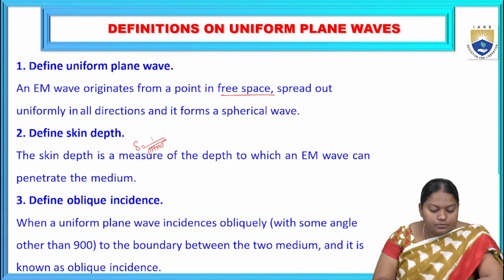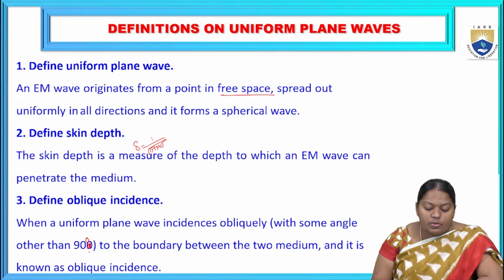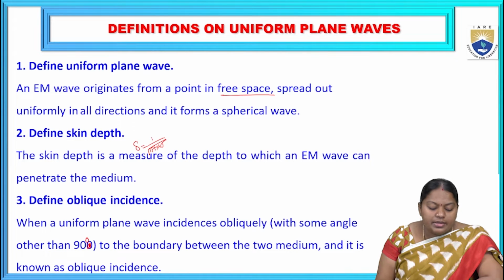Next, define oblique incidence. Normally, incidences occur in two different cases: one is normal incidence and another is oblique incidence. When a uniform plane wave is incident normally on the boundary between two media, it is said to be normal incidence.